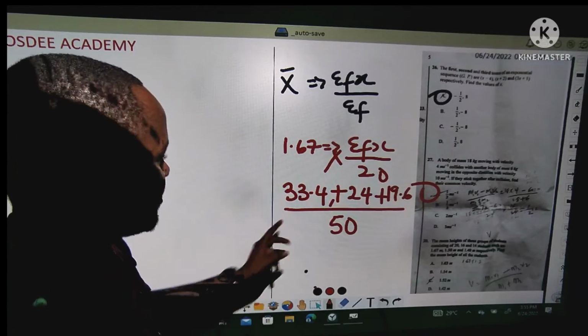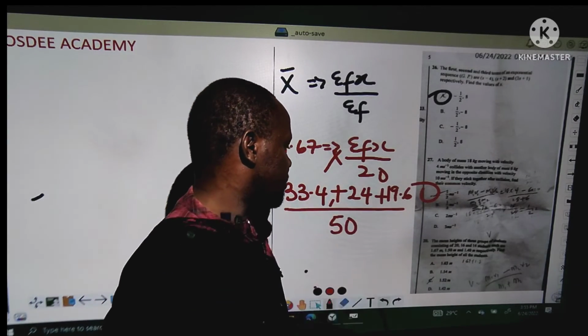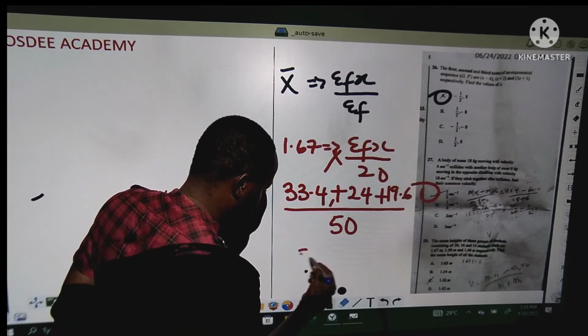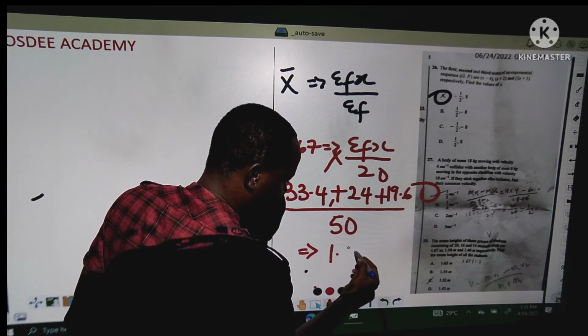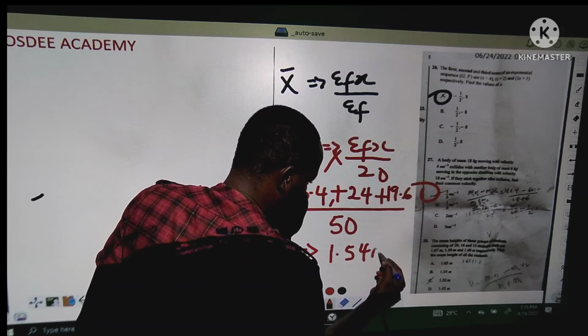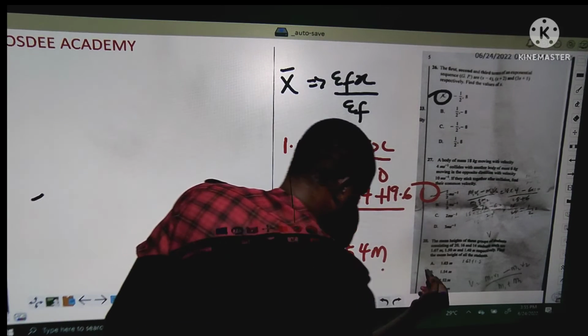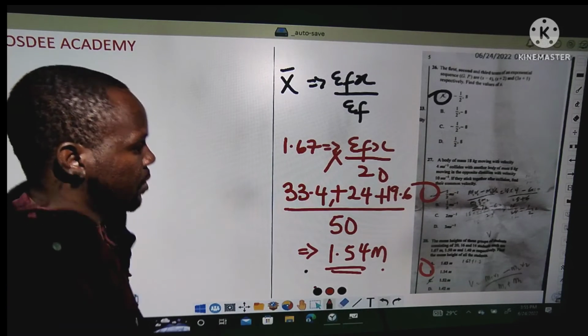So 33.4 plus 24 plus 19.6 divided by 50. I need the final answer. 1.54 meters, right? So that's the answer to it. So please be careful about this type of question.